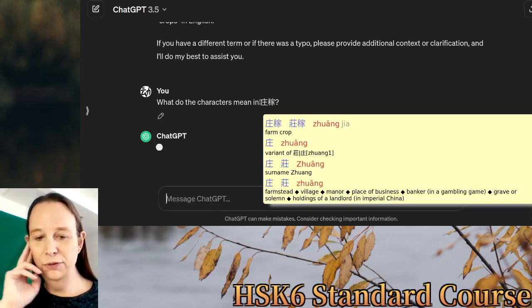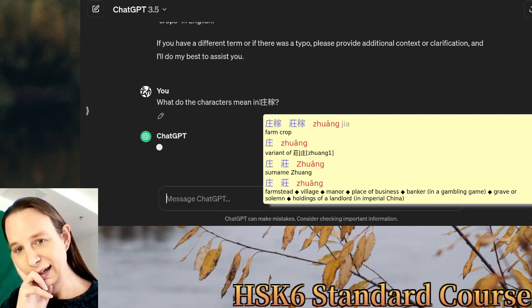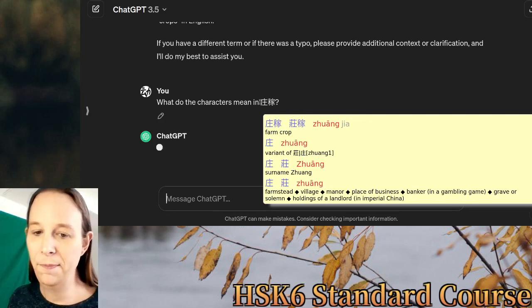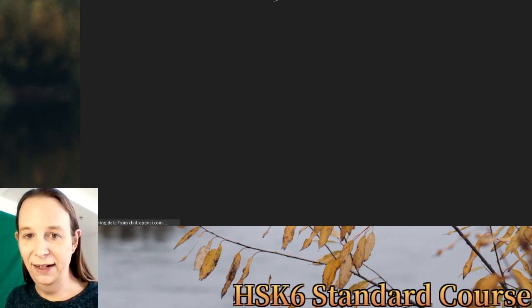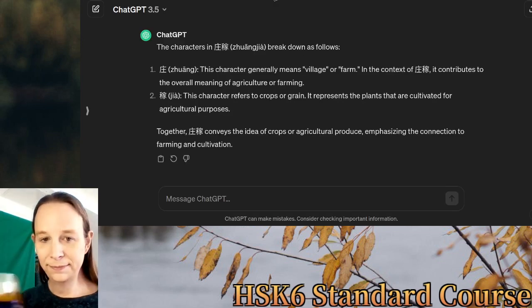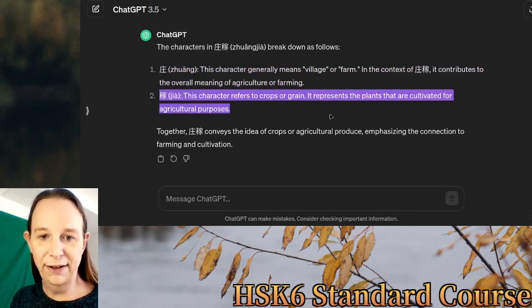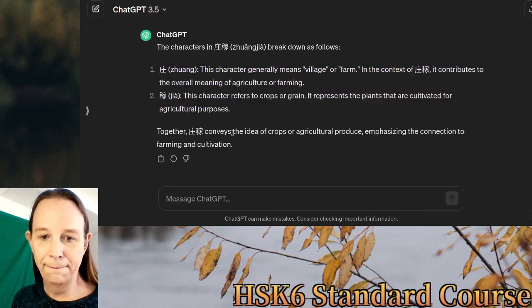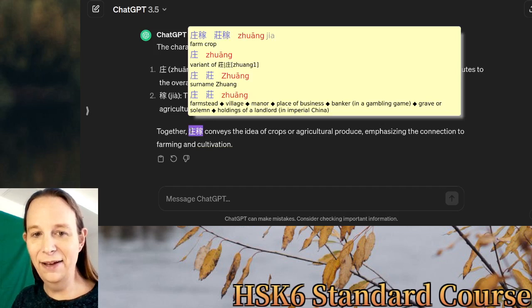村, it's not 村庄, it's 庄. 农庄? Is 农庄 a word? If it's not a word, I'm making it a word. All right, 庄, village or farm. Okay, farm crops. That's a verb? Okay, 庄稼. No, farm crop.